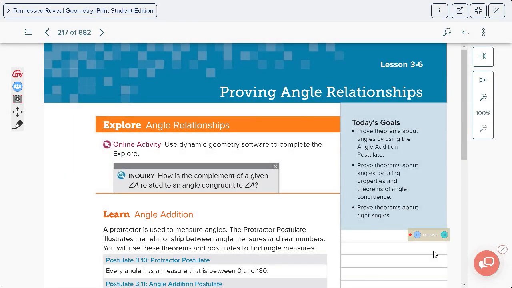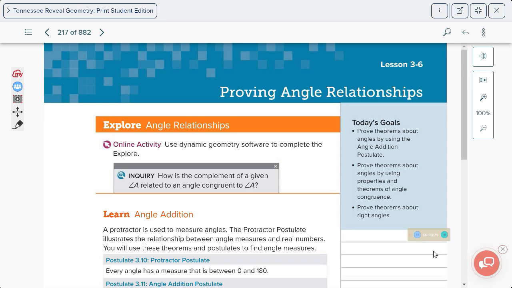Alright guys, for today's lesson we're going to jump over to Module 3 and look at Lesson 6. So we are proving angle relationships. Before, we learned about the different angle relationships, and now we're going to use those to complete proofs. And we'll talk a little bit about what proofs exactly are. But let's look at today's goals.